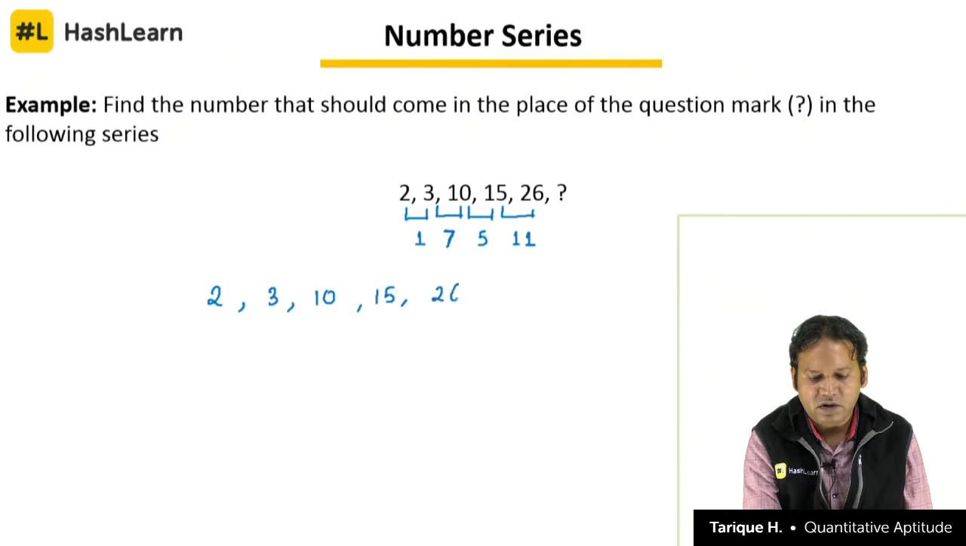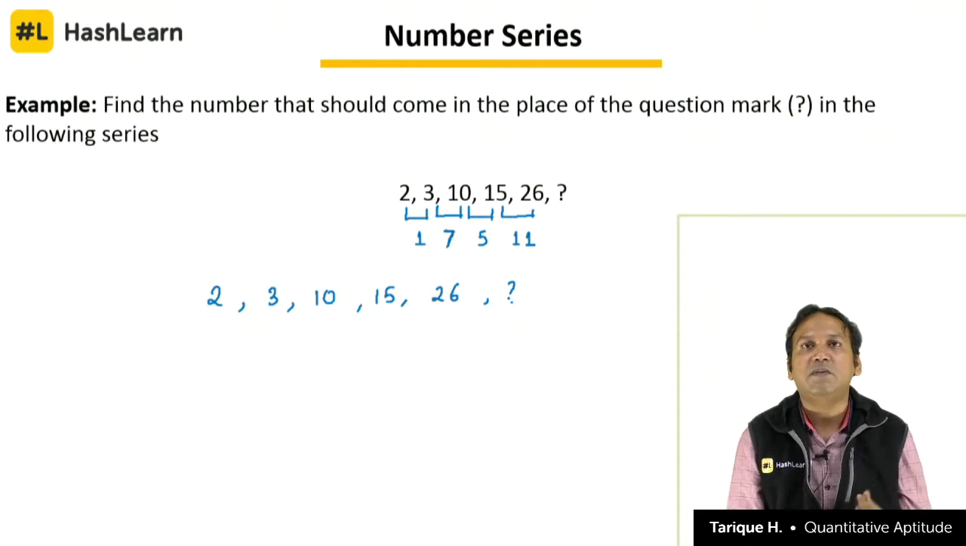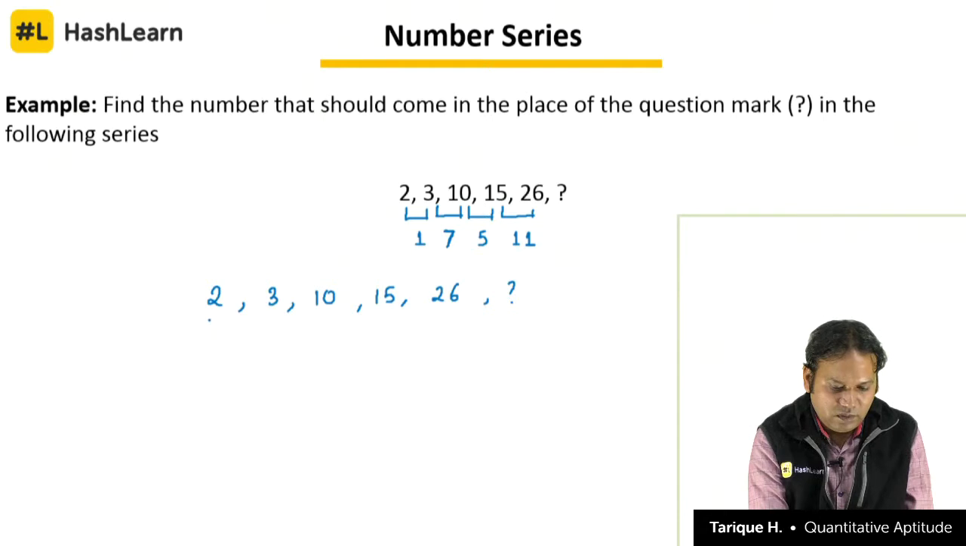So if difference does not work out, then it could be a property based series. You understand this? If addition is not working, subtraction is not working, then it could be a property based series, a multiplication series, or a mixed series. So you just have to be calm while solving the question. So we can say here, what is 2? It's a very unique question.